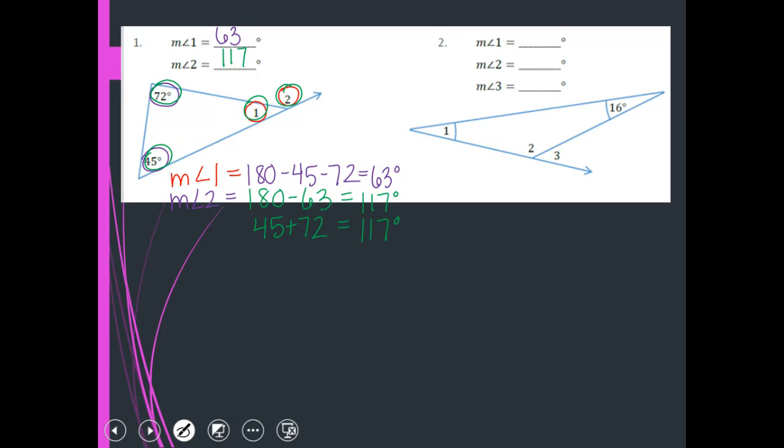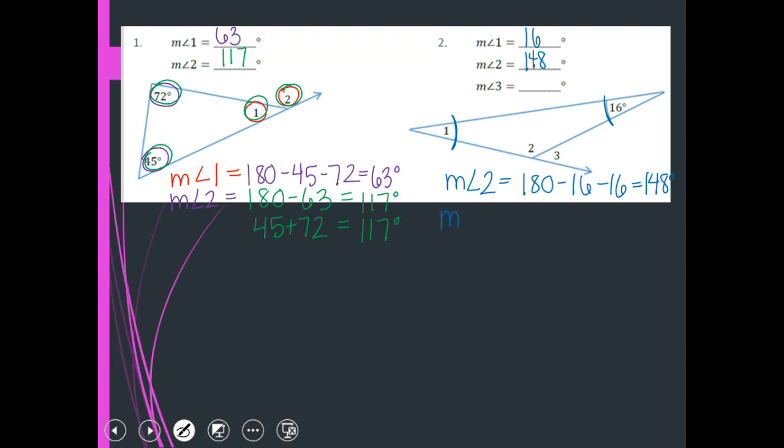Number 2, first we're trying to find the measure of angle 1. Well, these 2 signs right here mean that those are congruent. So the measure of angle 1 is also going to be 16 degrees. So now let's find measure of angle 2. To find the measure of angle 2, we're going to do the way we did number 1 on the previous problem, where we did 180 minus 16 minus 16, and we end up getting 148. We can do that because all of the angles of a triangle are going to add up to 180 degrees.